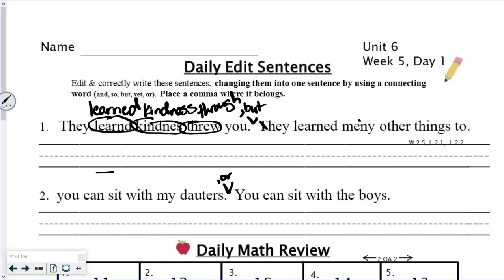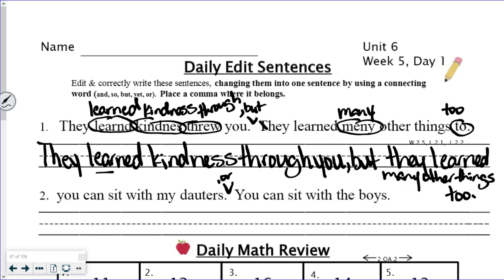learned many is spelled wrong. It's M-A-N-Y. But they learned many other things too, and this is the wrong two. We want a two like more of something. T-O-O. All right, and then we're going to rewrite it nice and neat. All right, I ran out of space there near the end, but that's okay. I can still read it.